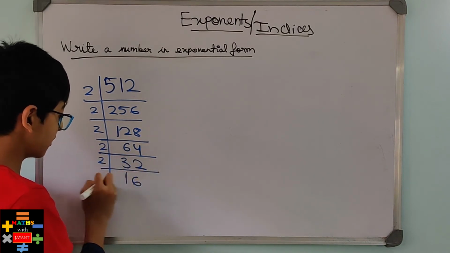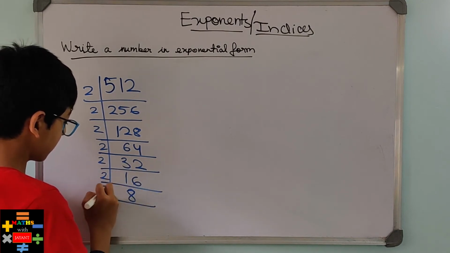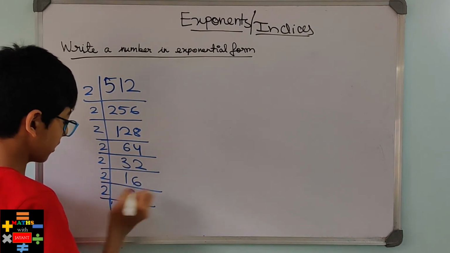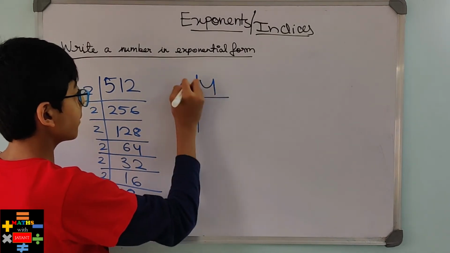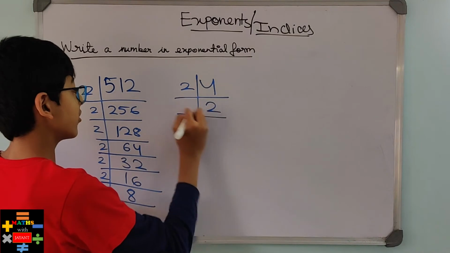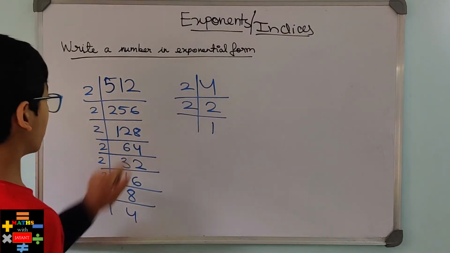32 is divisible by 2. We get 16. 16 is divisible by 2. We get 8. 8 is divisible by 2. We get 4. I will continue over here. So this 4. Now 4 is divisible by 2. We get 2. 2 is divisible by 2. We get 1. So we are going to multiply all of this.